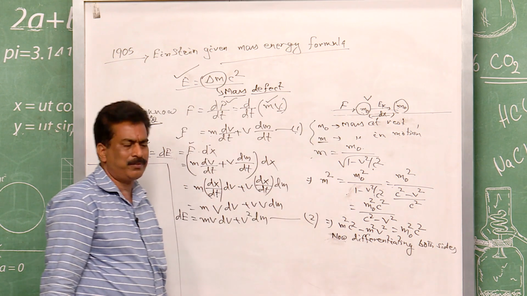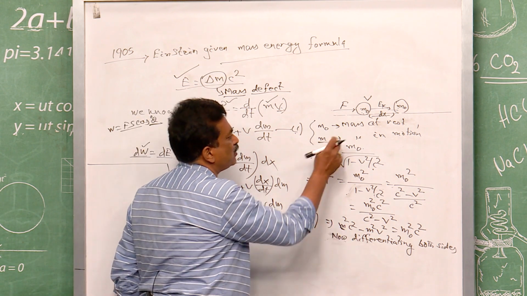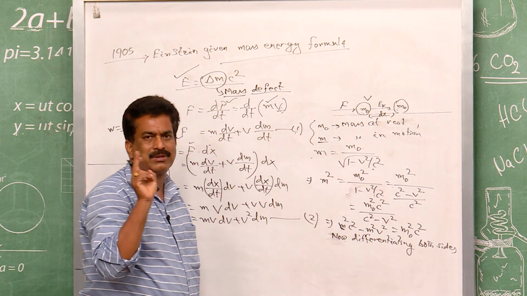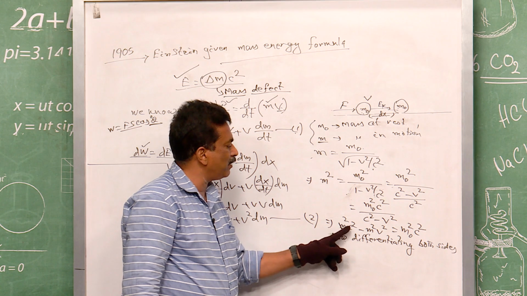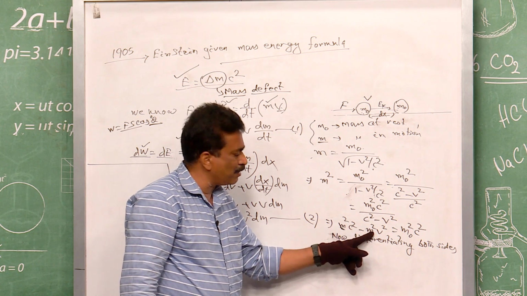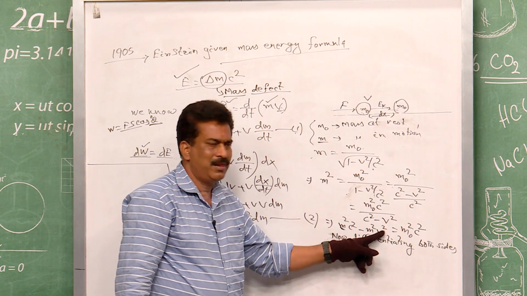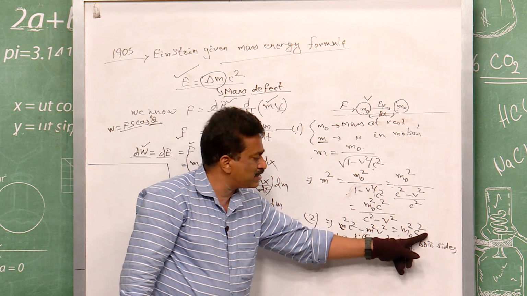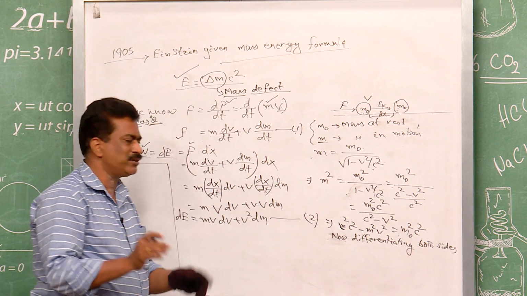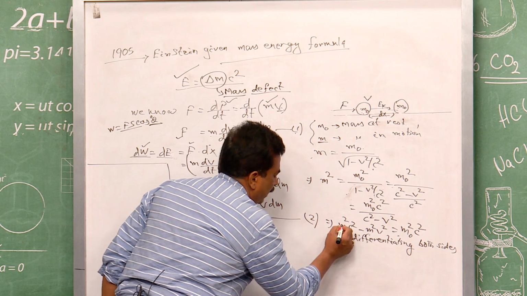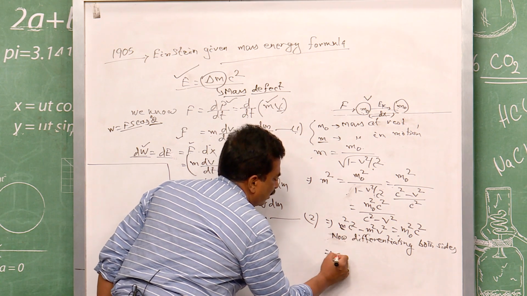When we differentiate both sides, m is the mass in motion, that is the variable, and v is also a variable. But m0 is the constant, and c is the speed of light, that is also a constant. So here c square is a constant.